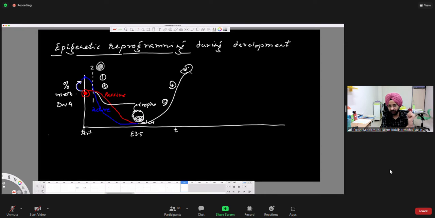Different cell types will have different expression profiles. The genes which are not supposed to express in your brain will be silenced in brain. The genes which are not supposed to express in your liver will be silenced in liver. So it's the methylation as well as other histone modifications which will define the trajectory of various cell types. The cell type specification is established through epigenetic modification. So the total methylation level will go up here.